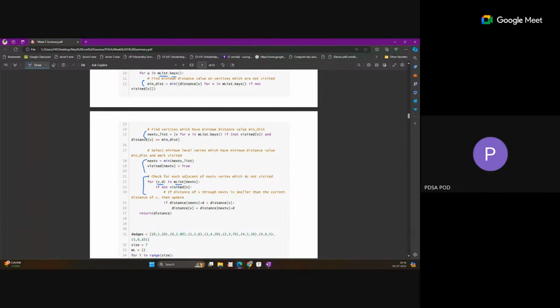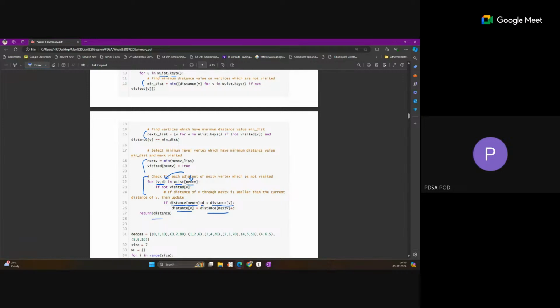So w list next v, this is the key. For this key, what we get as the value is a list of tuples. So we get this list of tuples directly. This represents the neighbors, and for each neighbor we check whether the distance of next v, the previous distance plus the edge distance, is less than or equal to the distance of v. If this condition is true, then we update the distance of v to the new distance, otherwise nothing.